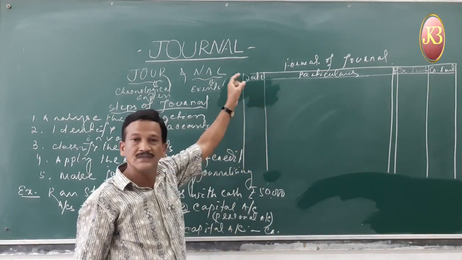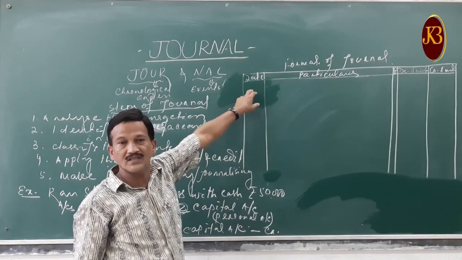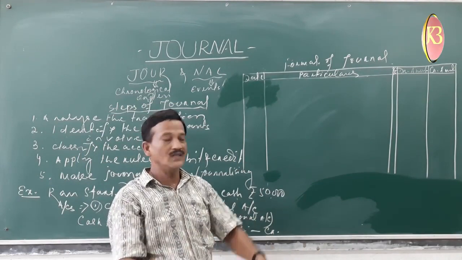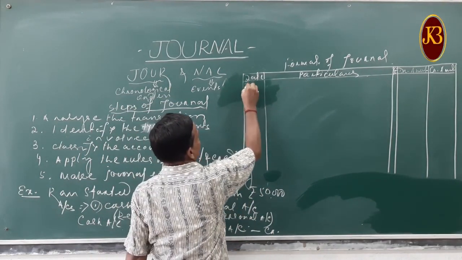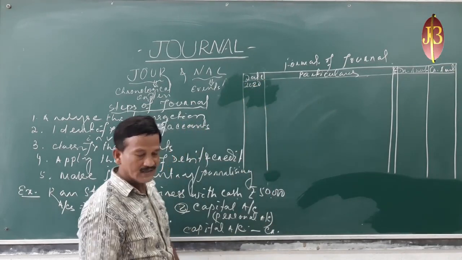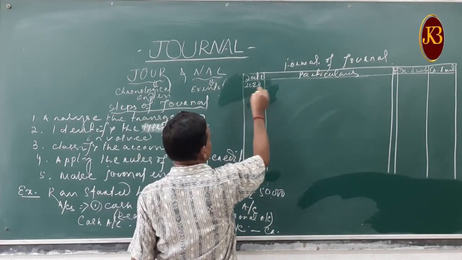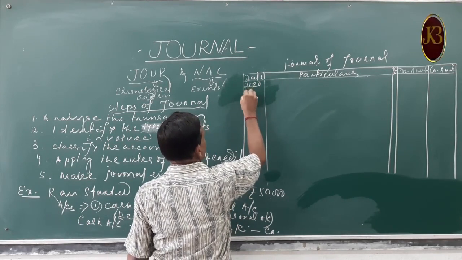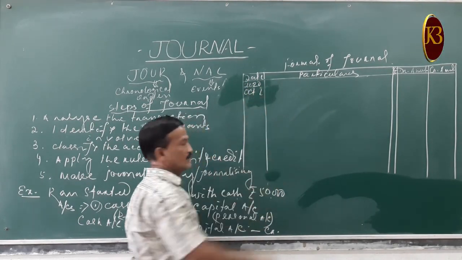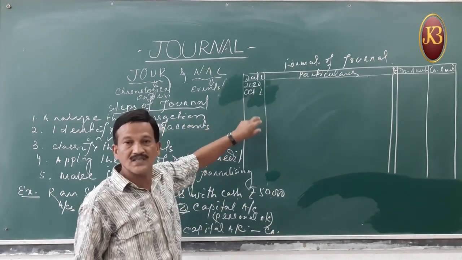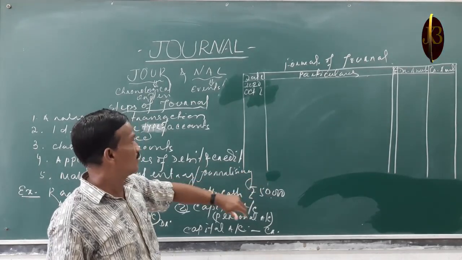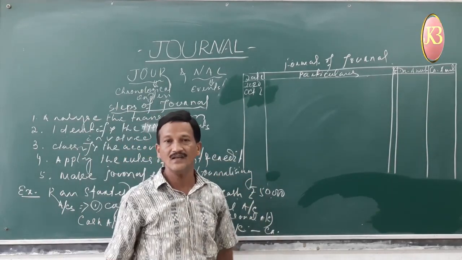The date column is the column in which transactions are recorded in chronological order, according to the date. First you have to write the year here, 2020. Suppose the month is October. Transactions begin from October 1st and continue till October 31st on a chronological basis.